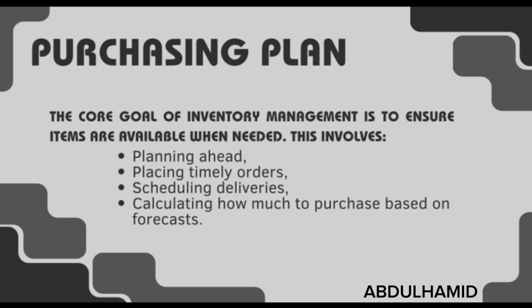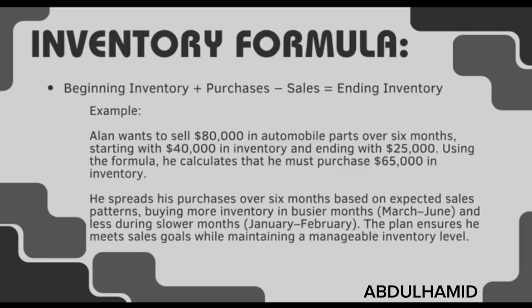A purchasing plan helps make sure the business has items when they are needed. This means planning ahead, ordering the right amount, and having items delivered on time. To know how much to buy, businesses use this formula. Beginning inventory plus purchases minus sales is equal to ending inventory.